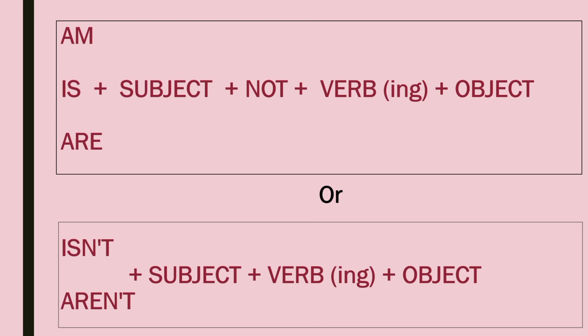And the second structure is, as we all know, we have short forms or contractions for is not and are not. So you can simply say isn't or aren't, and then the subject and verb plus ing and the object. So you can use either the first method or the second method to ask negative questions.